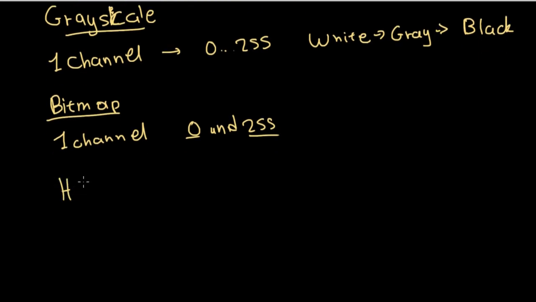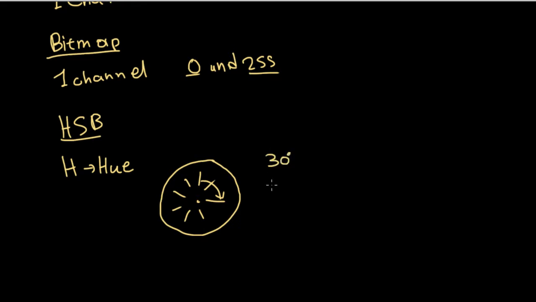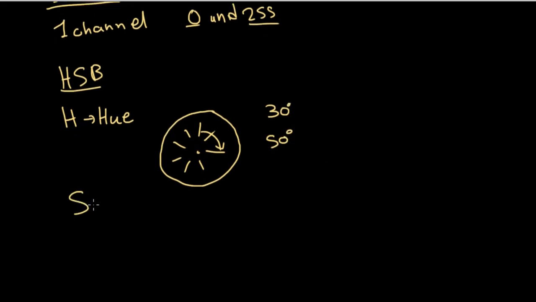Now the HSB color model is to me the most interesting one. Well, the H stands for hue. And what hue means is basically if you had a wheel with all of the colors inside it, just like this one, and they were changing as you went around the wheel. Basically how you count hue, how you get the color, is using degrees. For example, at 30 degrees you might have one color, at 50 degrees you're going to have a different color. And the S stands for saturation.